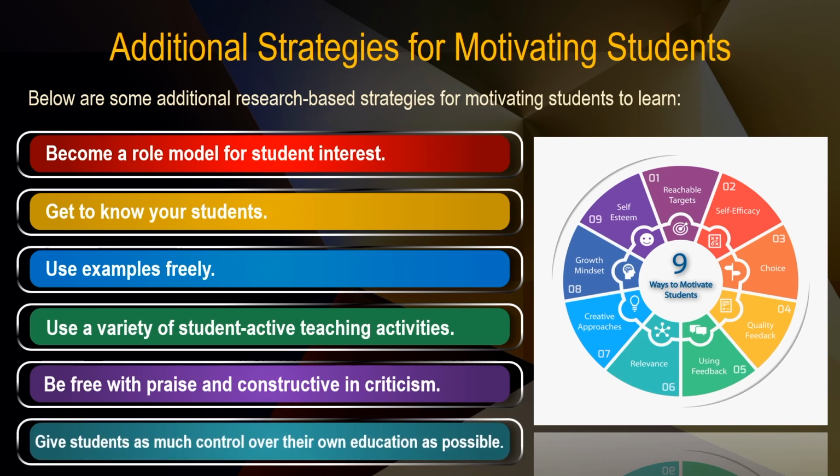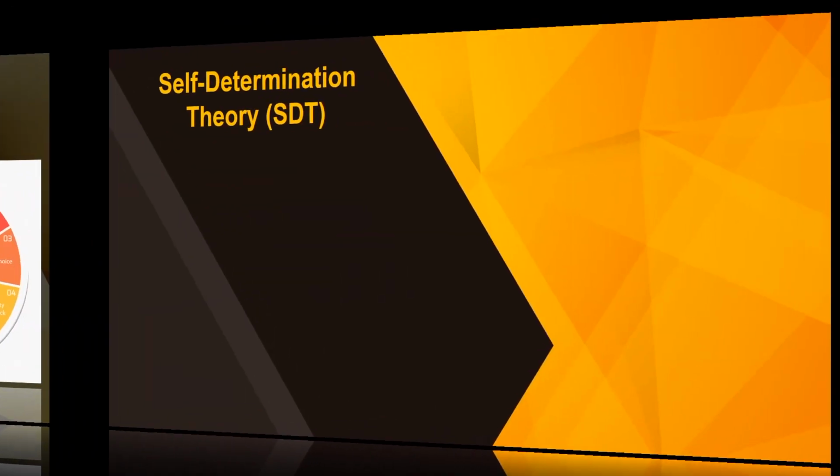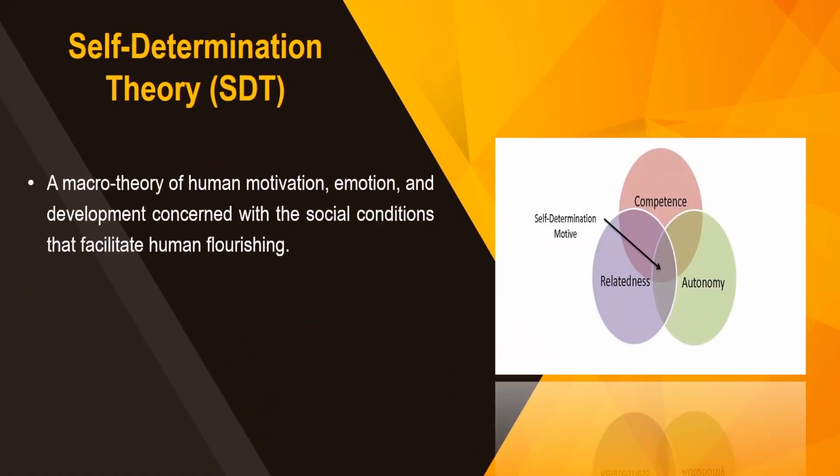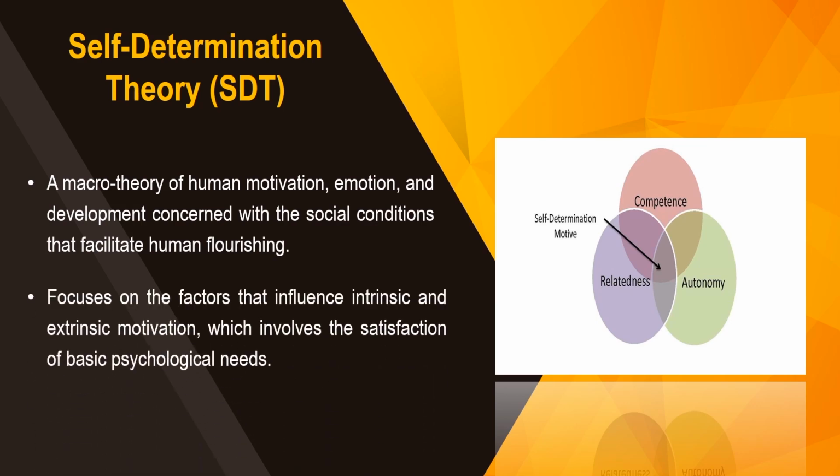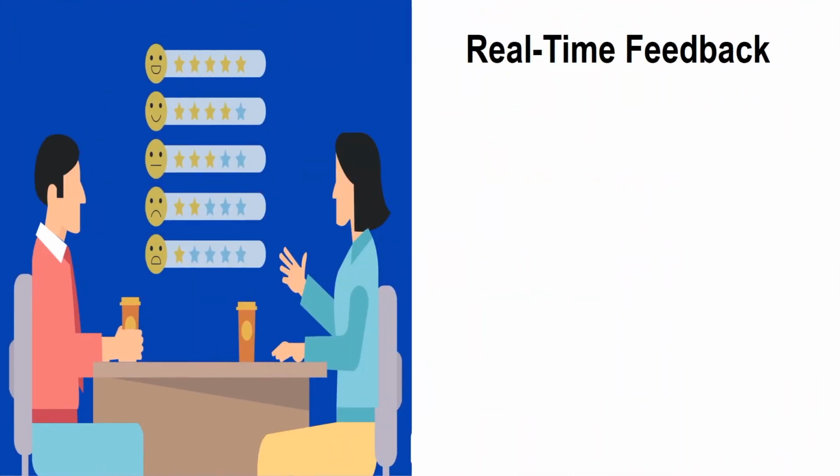Give the students as much control over their education as possible. There is a theory of motivation called self-determination theory, which is a macro theory of human motivation, emotion and development, concerned with social conditions that facilitate human flourishing. Here, people focus on the factors that influence intrinsic and extrinsic motivation, which involve the satisfaction of the basic psychological needs. Okay?